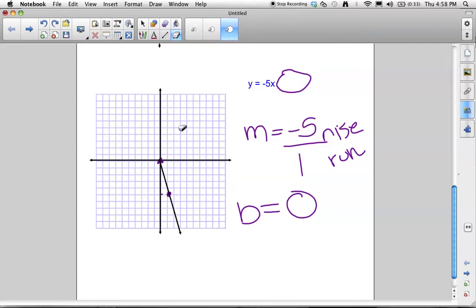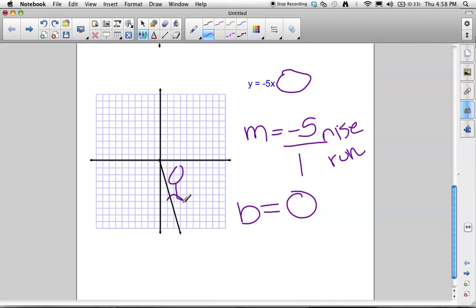And I'm just going to erase those dots. Now, does this look like a line that has a negative slope? Yeah, it does. Remember, you read a graph from left to right, and as we move from left to right, the line, imagine you on it, you'd be going down.